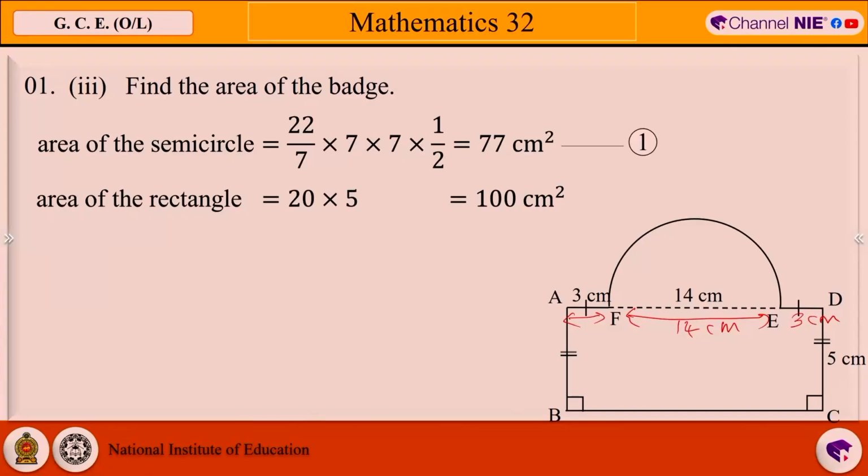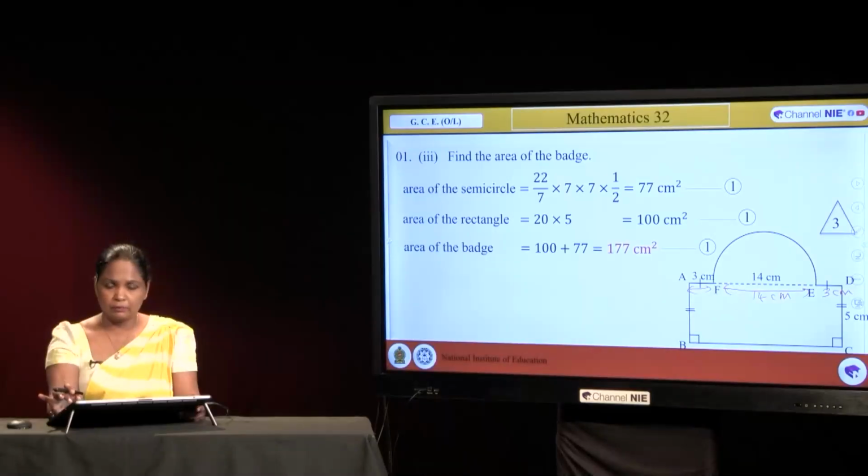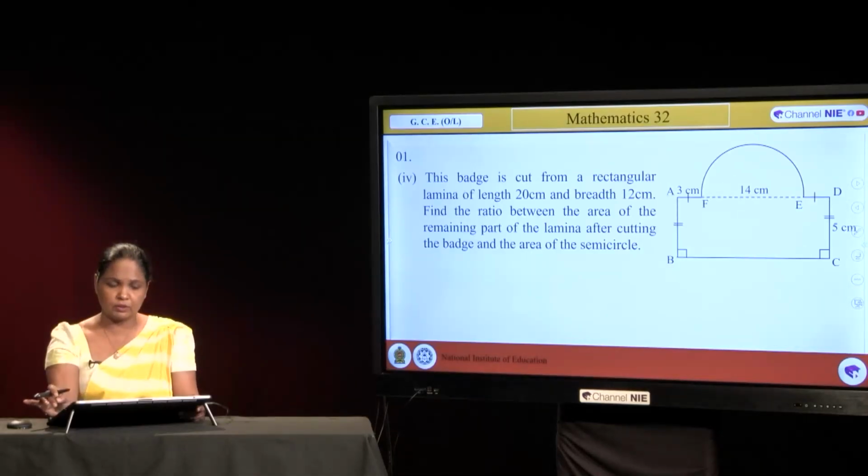So, the area of the rectangle is 20 times 5, which is 100 square centimeters. So, for that also you get another 1 mark. By adding these two, you can find the area of the badge, which is 177 square centimeters. Okay, for that also you get another 1 mark, altogether 3 marks for that part. Okay, we will move on to the fourth part of this question.